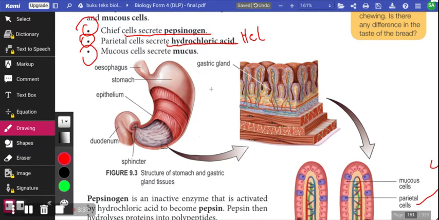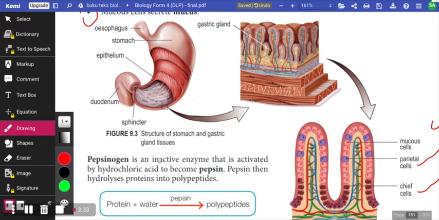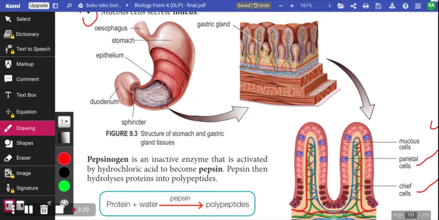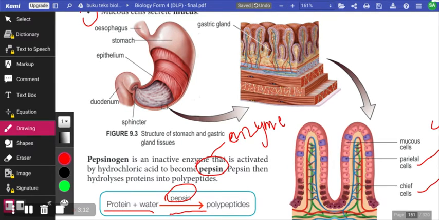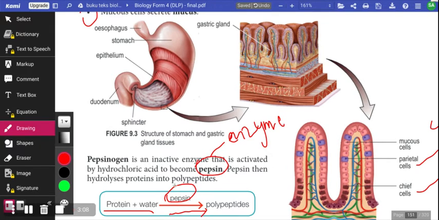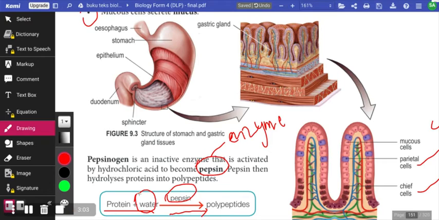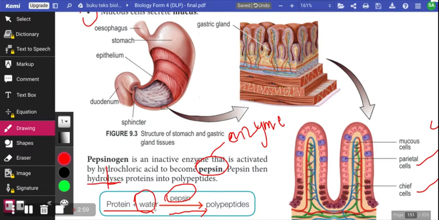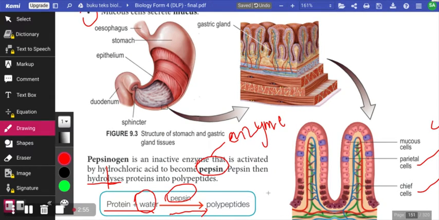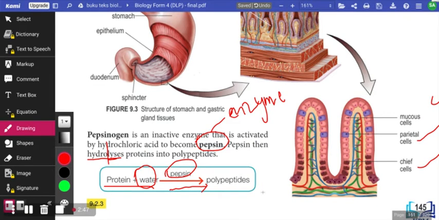Chief cells secrete pepsinogen. This pepsinogen is actually an inactive enzyme, but the hydrochloric acid will activate the pepsinogen to become pepsin. Pepsin is an enzyme. Pepsin will hydrolyze the protein to become a polypeptide. That is why it's called hydrolyze, because it involves water. Lyse means to break down. Protein plus water with the presence of pepsin will form a polypeptide. Same case with the carbohydrate. A polypeptide is not yet the simplest form of protein. The simplest form of protein is amino acid.